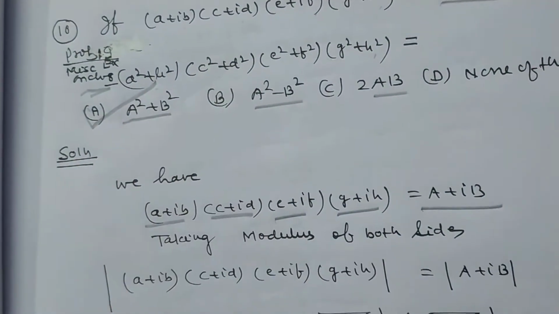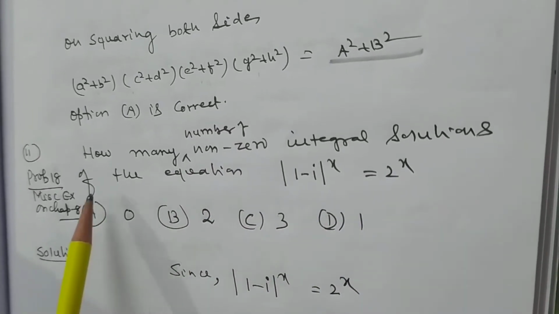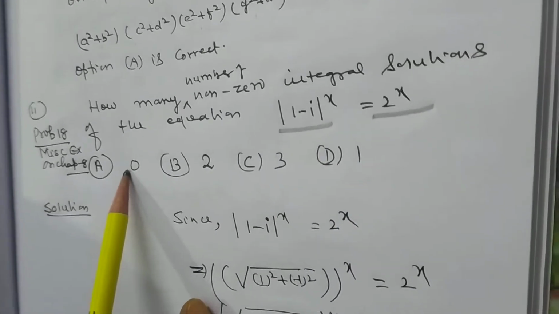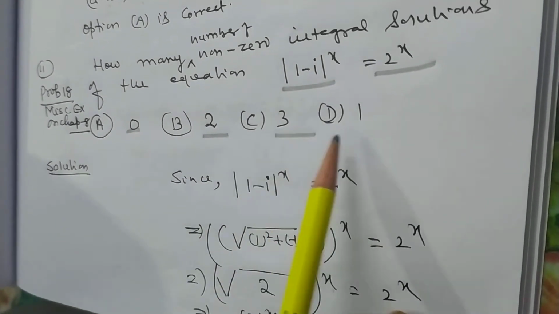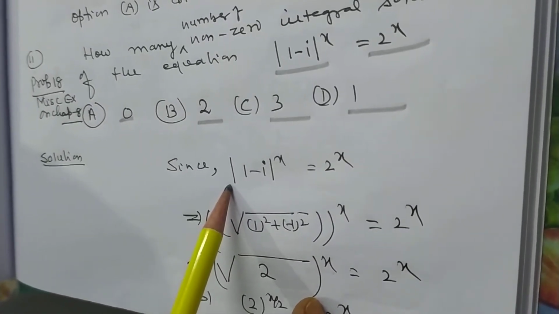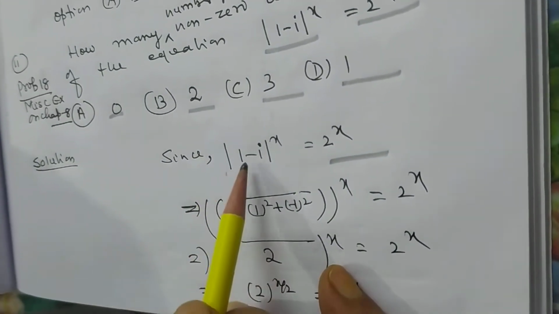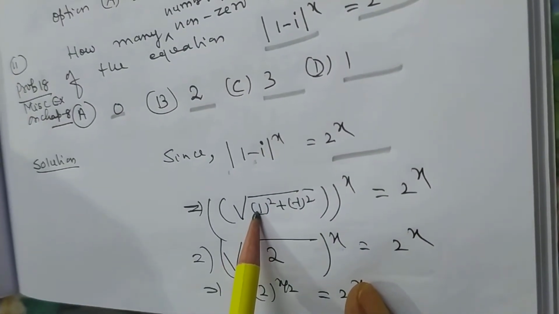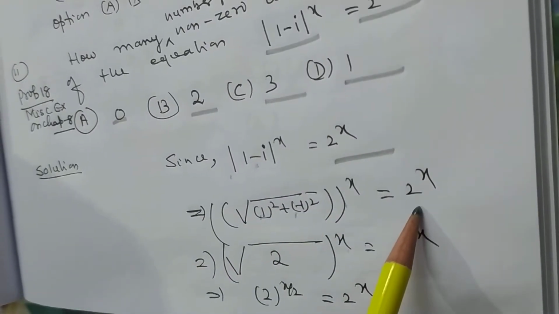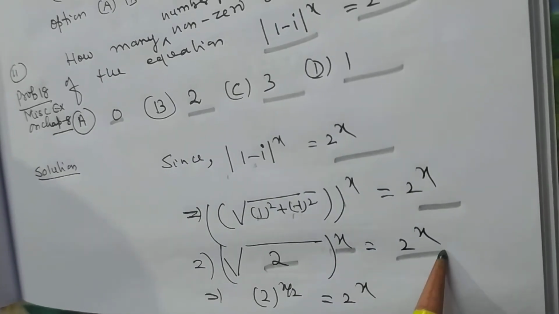Option A is correct. Now, my dear student, how many non-zero integral solutions does the equation |1 − i|^x = 2^x have? The options are 0, 2, 3, 1. Since |1 − i|^x is equal to 2^x, it is given. Now, the value of |1 − i| is the square root of 1² + (−1)², that is √2, and (√2)^x is equal to 2^x.